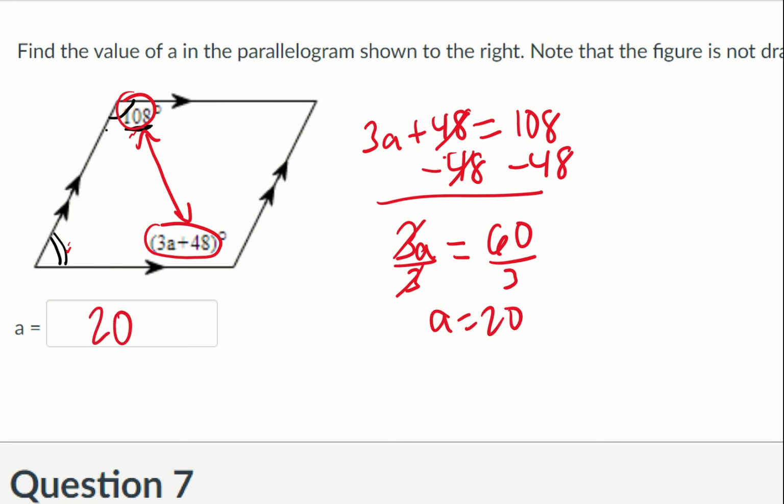Okay, so just to reiterate, the consecutive angles, those angles that are next to each other, add up to 180. The opposite angles are congruent.